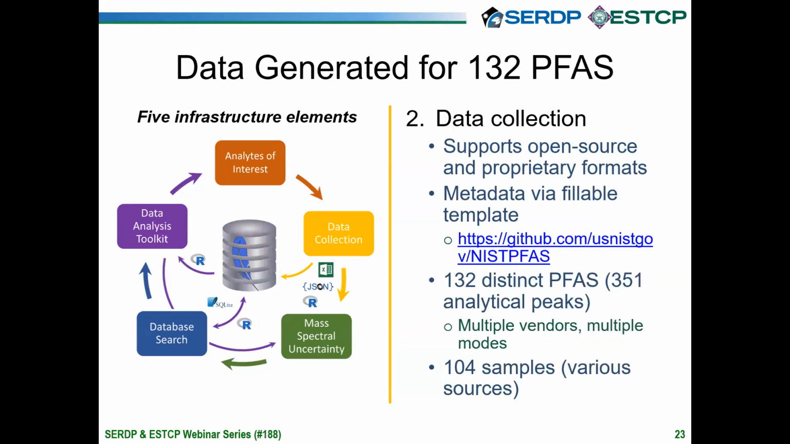Data population routines support both open source and proprietary formats through a pipeline we've defined as part of the project. Instrument output is translated to the open.mzml standard, and metadata for chromatographic peaks of interest are annotated using a fillable template called the Non-Targeted Analysis Method Reporting Tool, or NTA-MRT. From 104 samples from various sources, we've identified and characterized 132 distinct PFAS, represented by over 350 chromatographic peaks, from multiple instrument vendors operated in multiple modes and settings.